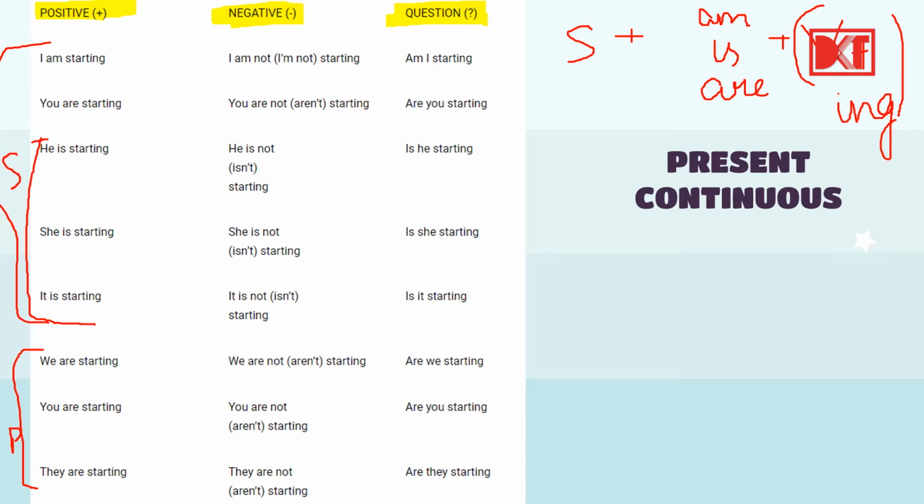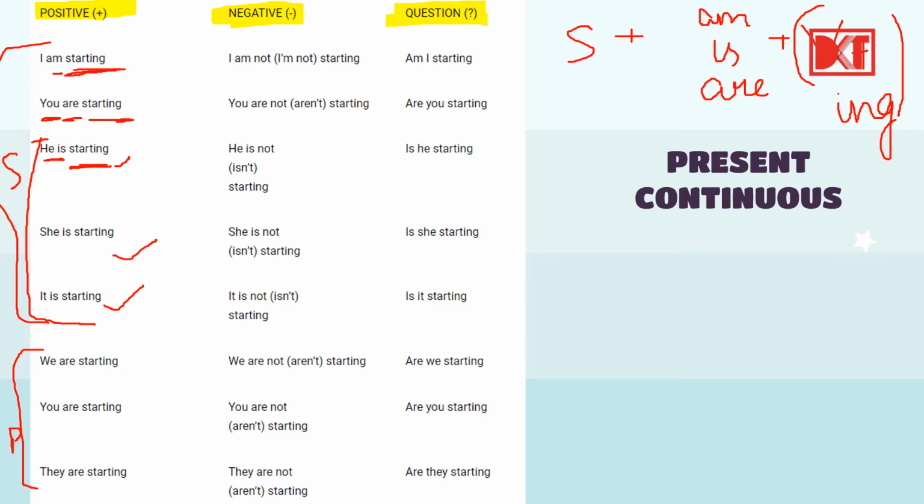Alright, so let's see. In the positive first person, we start with I am, right? And then the verb is start plus ing. Am is used with I. Then for the second person, you, and what is used? Are. And the verb start plus ing. You are starting. Then for the third person, subject and is, and verb plus ing. He is starting, she is starting, it is starting.